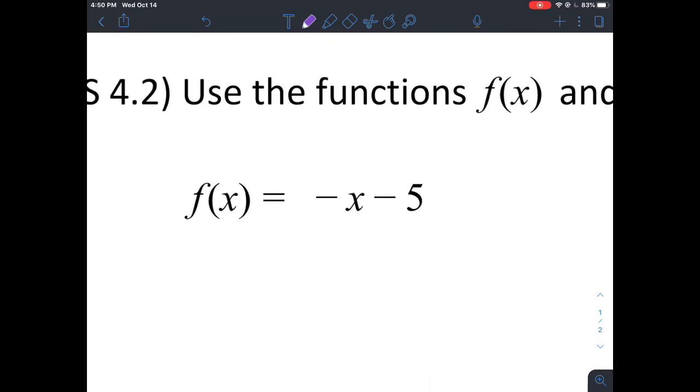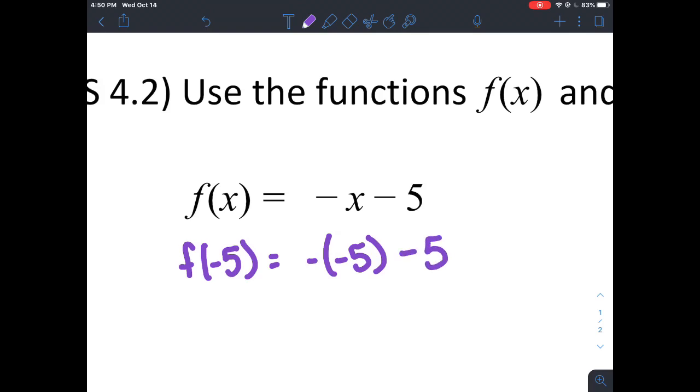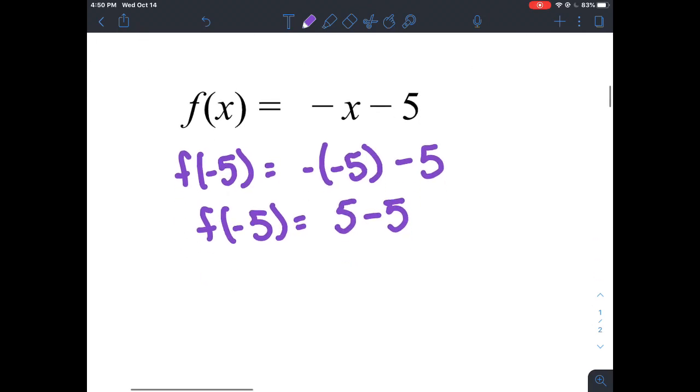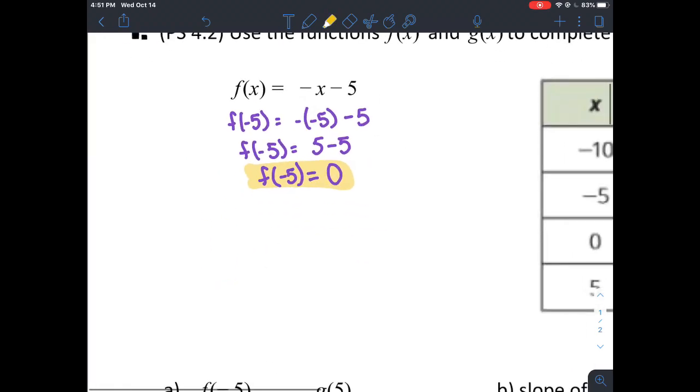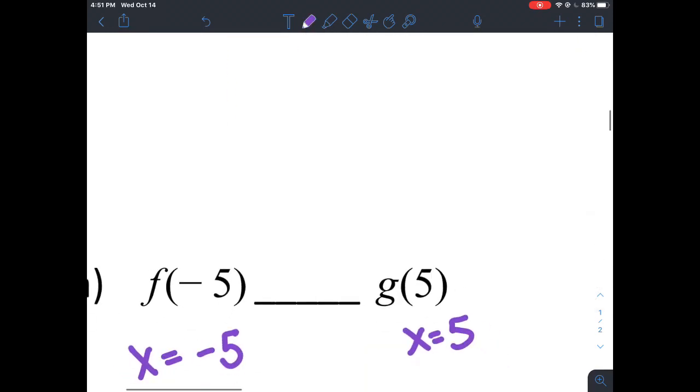So for this first one, f of -5, we'll plug in -5 for x and solve. So f of -5 equals 5 minus 5, which means f of -5 equals 0. Okay, so f of -5 equals 0. If you want to write that down here, you can.